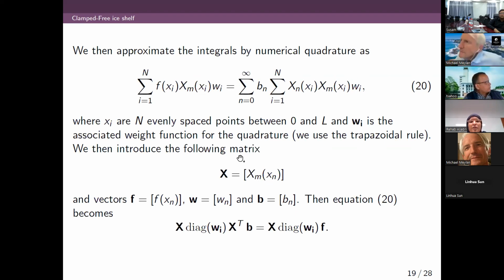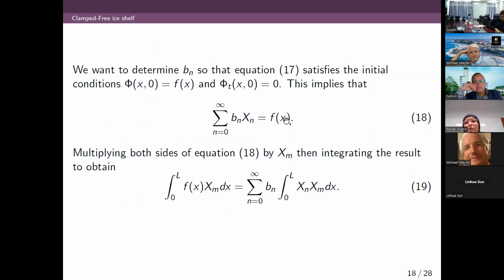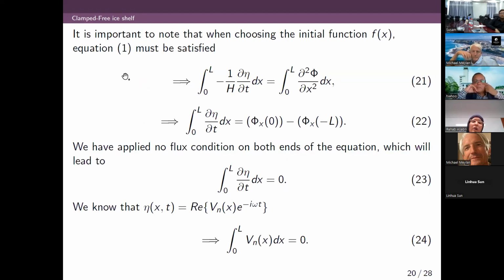And then we introduce the following matrix. So we transfer everything to matrix form. Here is our matrix X, and here is our vector F, and WB, and so on. So this is how we find our coefficient Bn. Now, it is important to note for the function f(x), in the beginning we made this assumption, so there is some restriction on this function. Not all functions satisfy our solution.